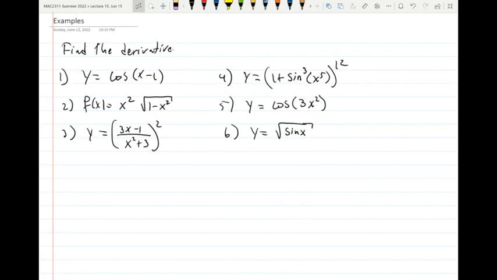Do 6 and then we do more. Actually, let me put 7 here.